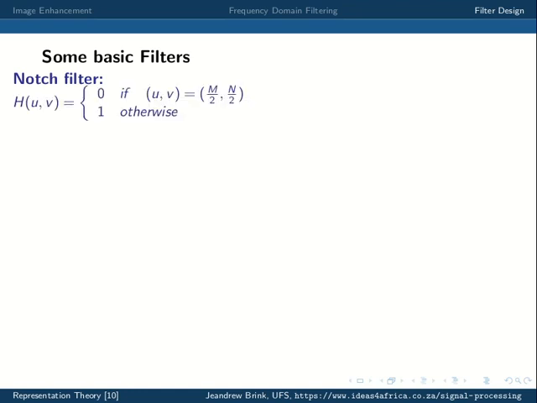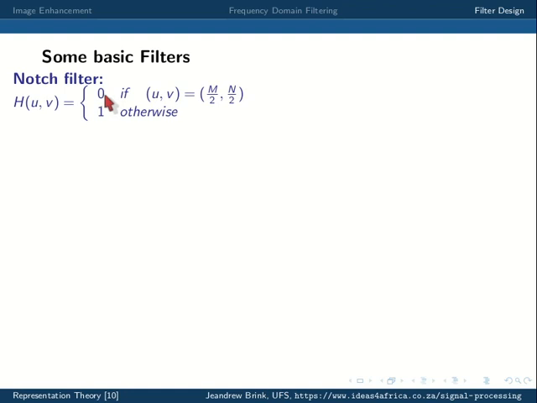All you do is you say, fine, our filter H(u,v) is this, and all it does is set the single pixel at the center of the image to 0, and otherwise it's 1. And what this notch filter does, and it's useful sometimes when you load your image and do your Fourier transform to actually check this, is that when you transform it back, it sets the average value of your image to 0.